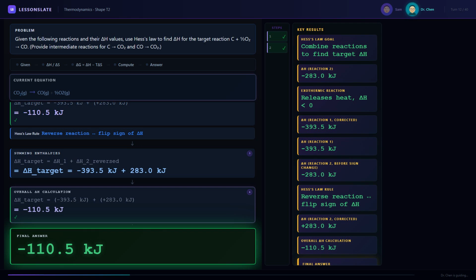To summarize, we started with the two intermediate reactions, made sure their delta H signs were correct, then reversed the second reaction and flipped its delta H sign, and finally added the delta H values to find the enthalpy change for our target reaction. Oh, awesome! Thanks so much, Dr. Chen. I definitely learned a lot about remembering to flip the sign of delta H when reversing a reaction, and how those intermediate steps really come together. This makes a lot more sense now.